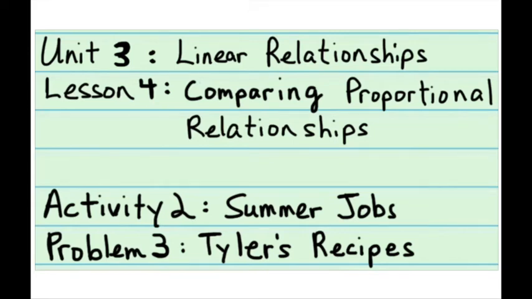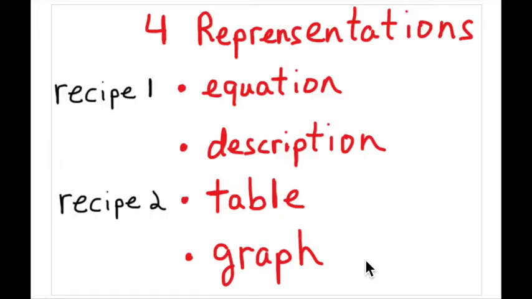This is the third problem from Activity 2, Summer Jobs. These are Tyler's recipes. He has 2 recipes to make lemonade. One recipe is given to you as an equation, and the information for the second recipe is given to you in a table.